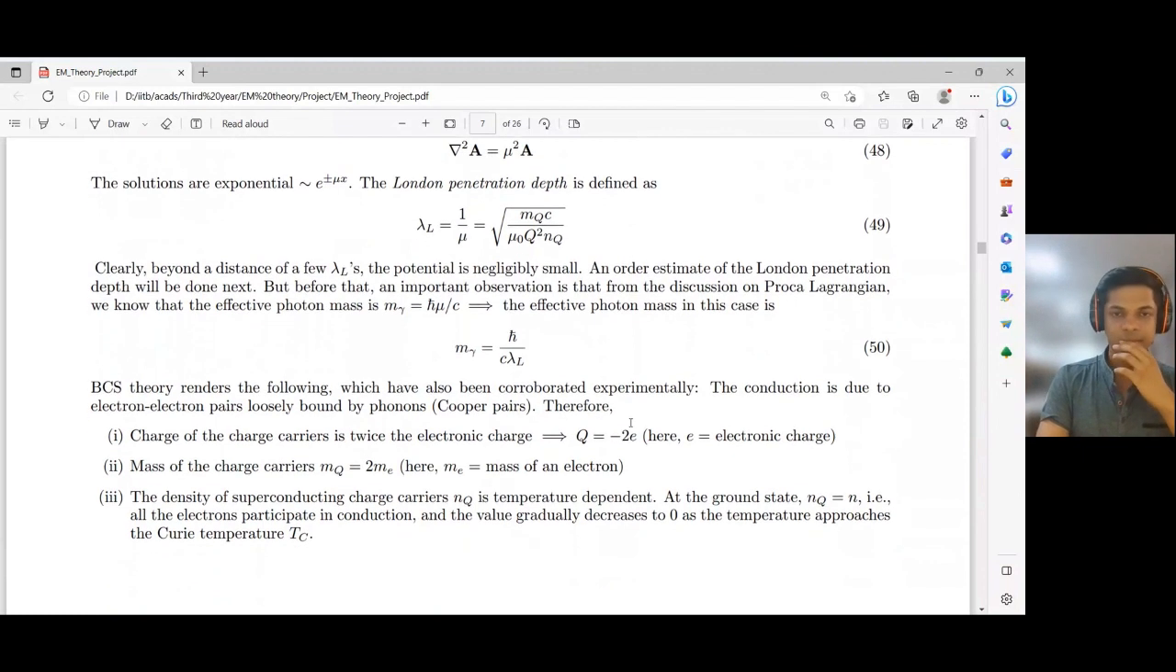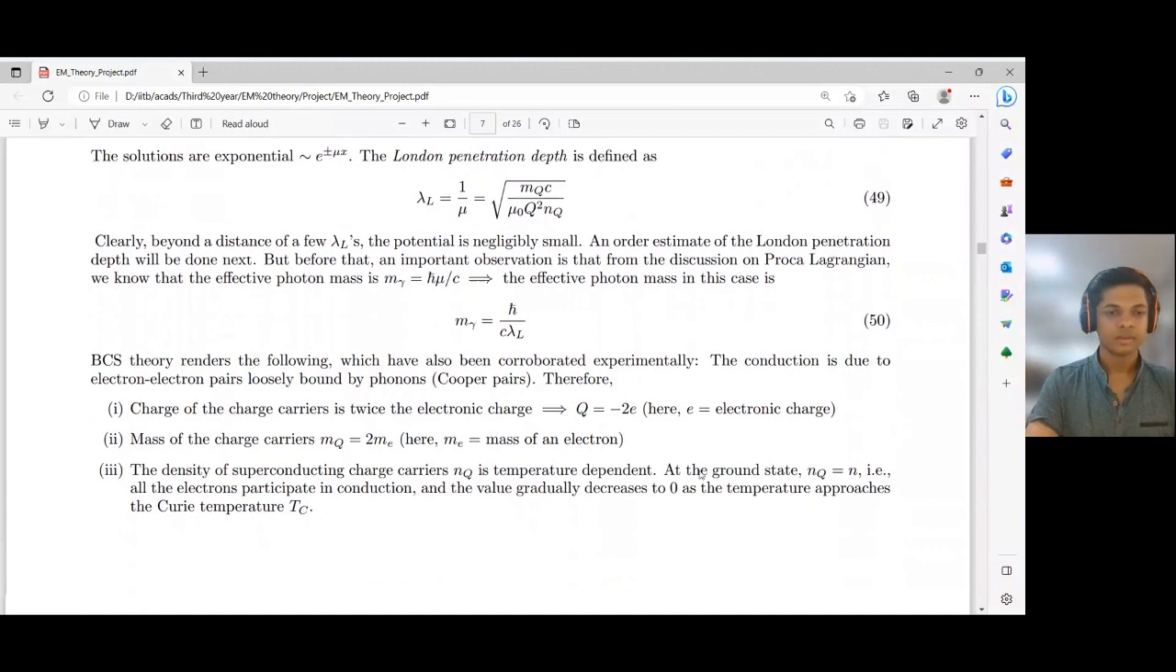In order to make an order of magnitude estimate of lambda L, we need certain inputs from BCS theory, and of course they are supported by experiments as well. So the inputs are as follows. The first one is that the charge of the charge carrier is minus 2e. That is, the conduction in the superconducting state is because of loosely bound pairs of electrons known as Cooper pairs. So q is equal to minus 2e, and of course the mass of the charge carriers becomes twice that of the electronic mass.